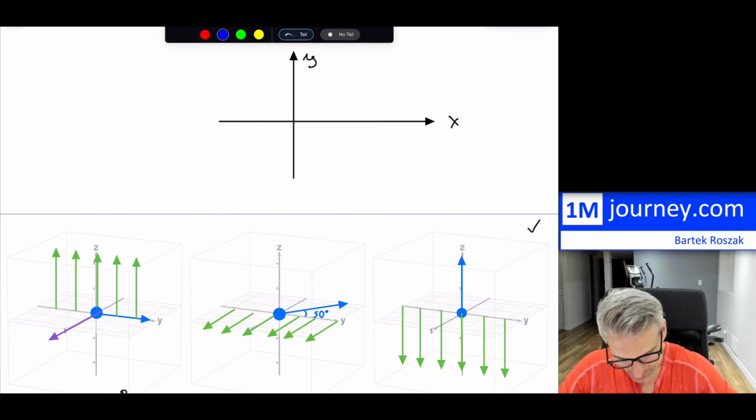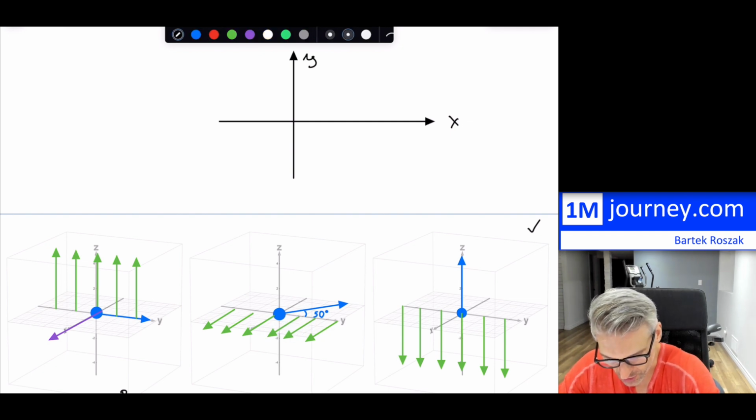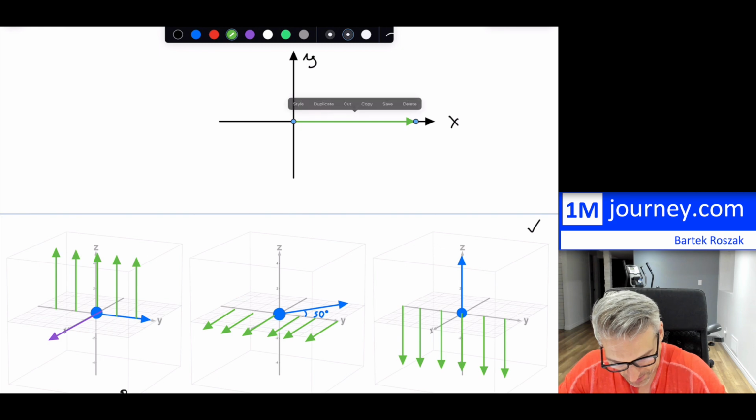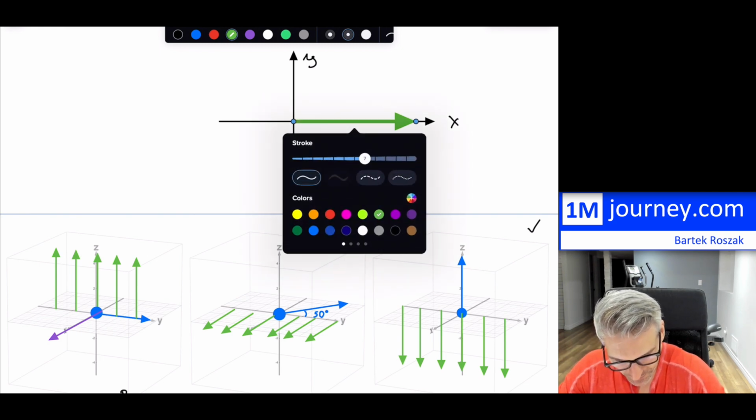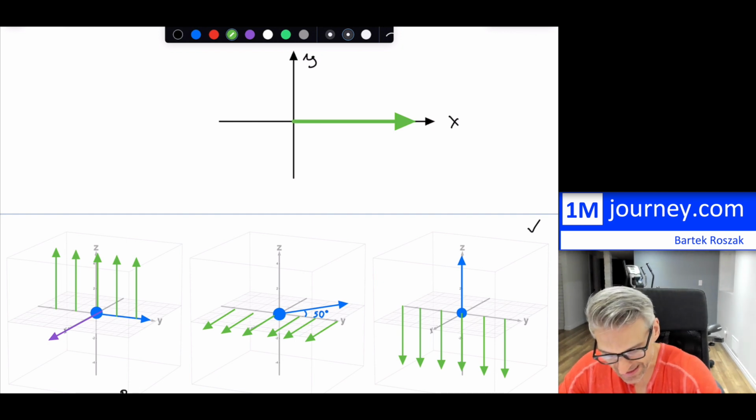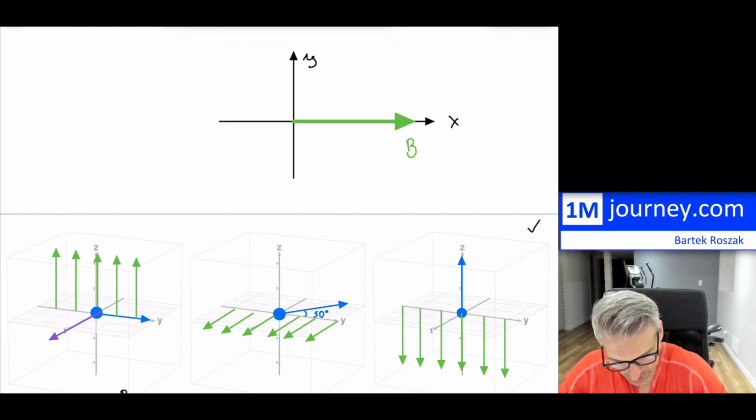So first, let's take a look and see. Notice the magnetic field, which is pointing in the direction of the positive x. So I'm going to draw that out. It's pointing in this direction right there. Maybe let me make it bigger so that it pops out at us a little bit more. There you go. That's the magnetic field that we have, that's the green.